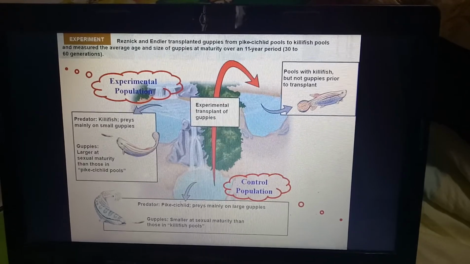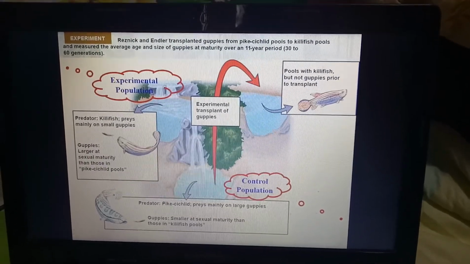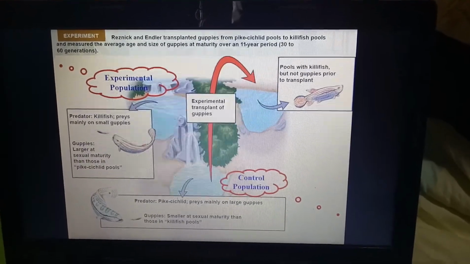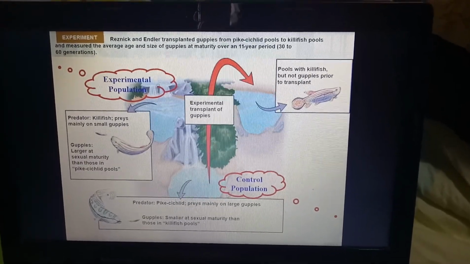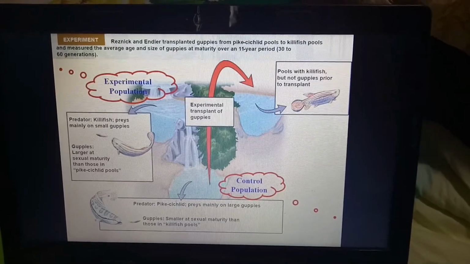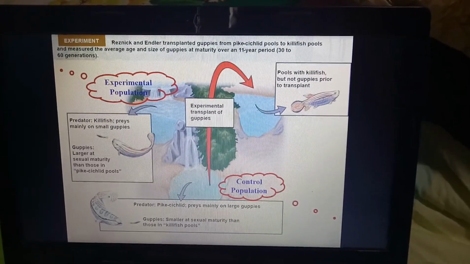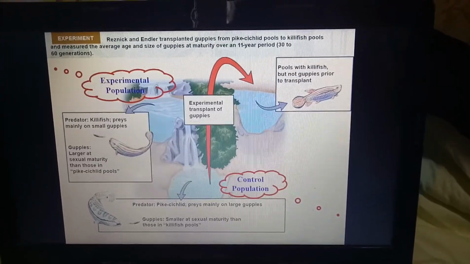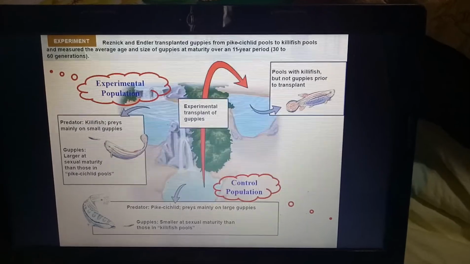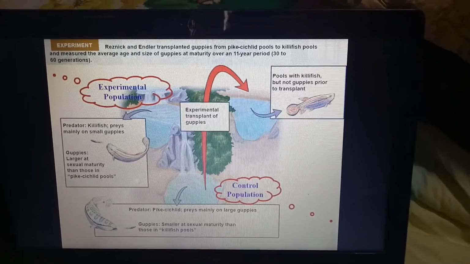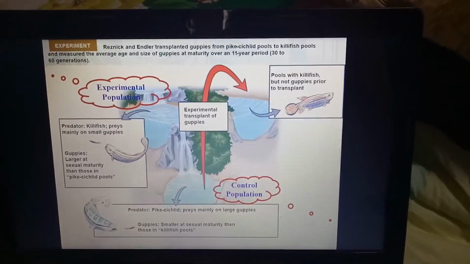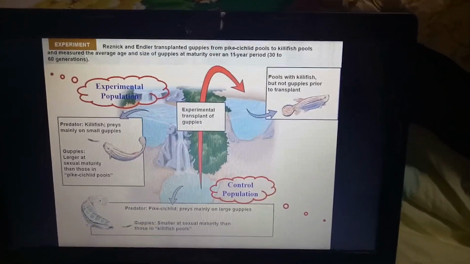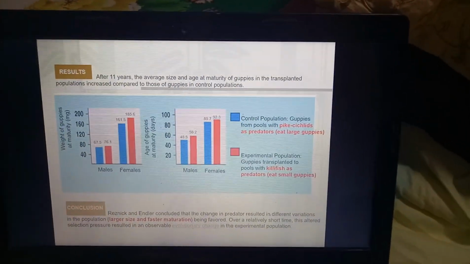The first pool, the upper pool 1, is the experimental population. If you look at this, the predator, which is the killifish, preys mainly on small guppies. For the control population, the predator is the pike cichlid, which preys mainly on large guppies. Guppies are smaller at sexual maturation than those in the killifish pool. But for the last pool from your right hand side, it is a pool with killifish but no guppies prior to transplant. Okay, so this is the result.